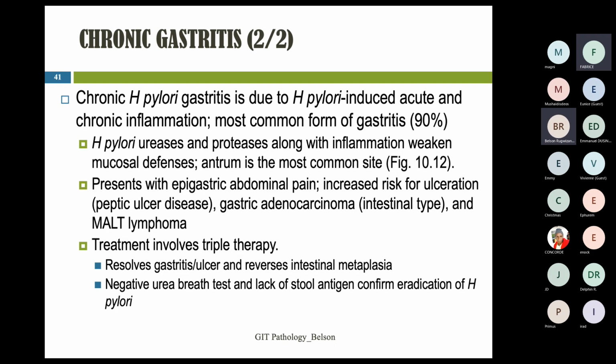MALT is mucosa-associated lymphoid tissue. So murabizi ko muri intestines na stomach barimo lymphoid tissue, muri mucosa, hagati ya mucosa na submucosa. So there's a lymphoid tissue, then they can be stimulated and become cancer cells causing lymphomas. So these lymphomas, they are not very frequent, but they exist even here in Rwanda. We see them. So the treatment involves triple therapy.